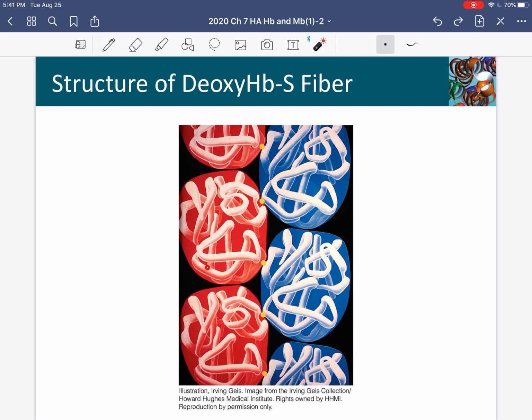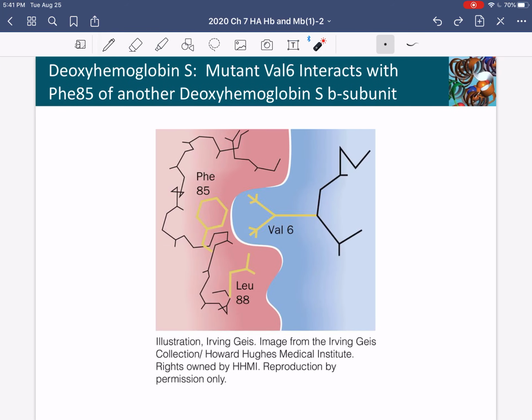So these are hemoglobin tetramers, and what you can see is the beta subunit on one tetramer is interacting with the beta subunit on another tetramer. So there are two positions on different beta subunits that are interacting to bury that new valine, used to be glutamic acid. Okay, so we're going to have another look at that.